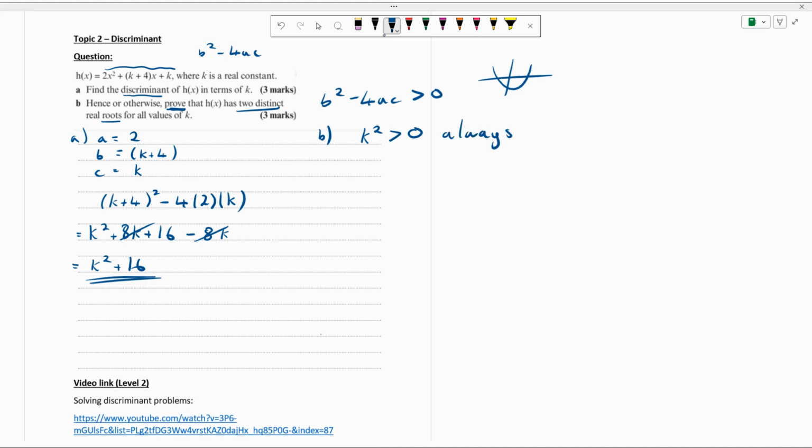Now since k squared must be bigger than 0, whatever it is, if I add 16, that should always be bigger than 0 as well. So therefore, h of x has two distinct real roots.